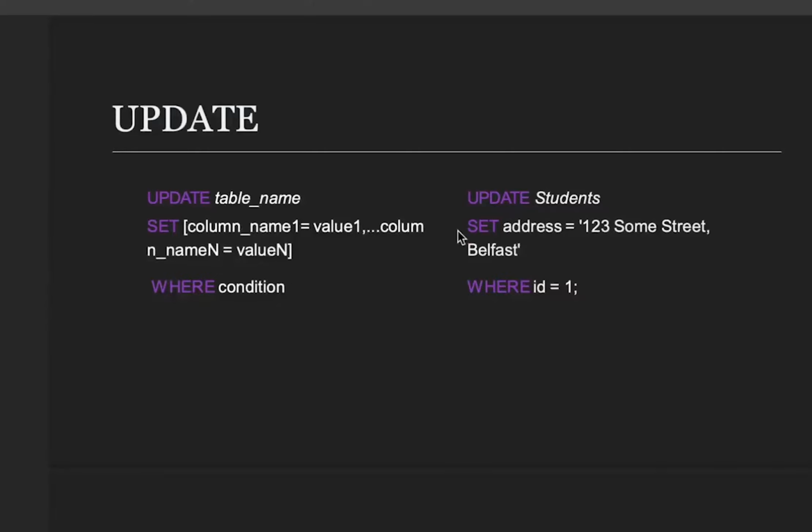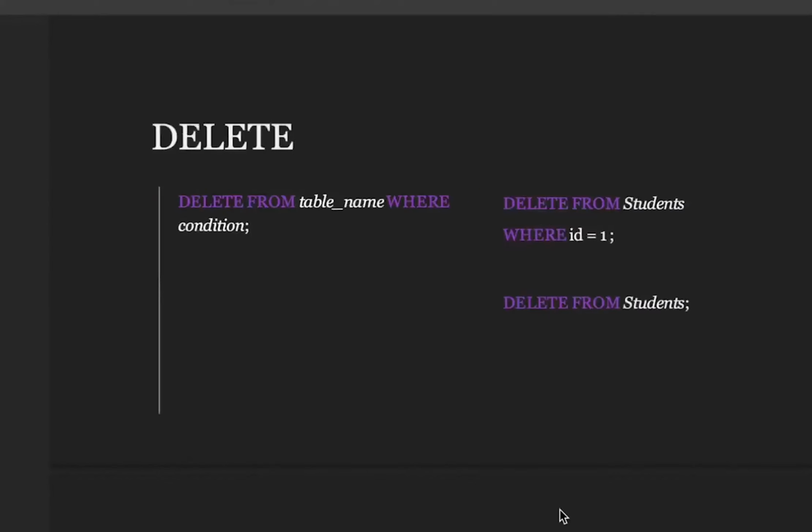These are just basic examples of updates. From the student table, you want to update students, set address as something. You want to put in more information, and that's when you use update. Maybe you don't have an address in the data before, so you update it using the update function. And delete: you want to delete from the table.